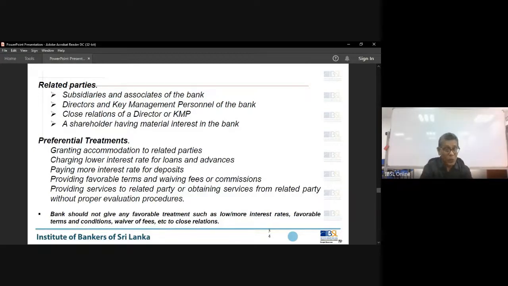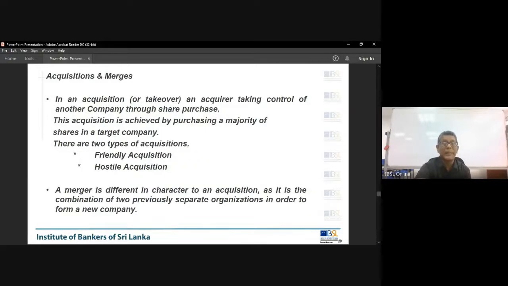So there are directions given by the central bank. You cannot give loans to the directors freely. You can give directors loans, but provided that all these things happen, right? That is why we have the related party transaction direction, especially concerned with granting loans. So you also need to understand there is bank regulation. Then it comes to acquisitions and mergers.